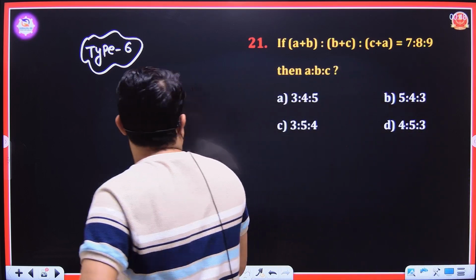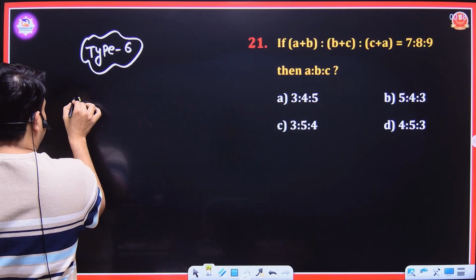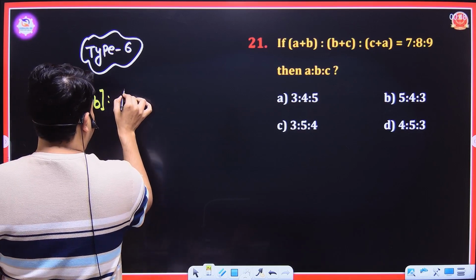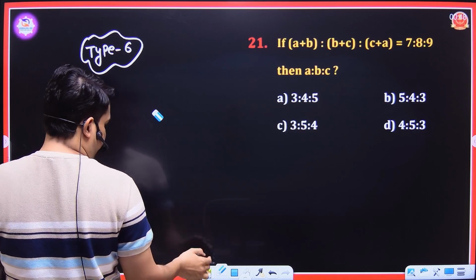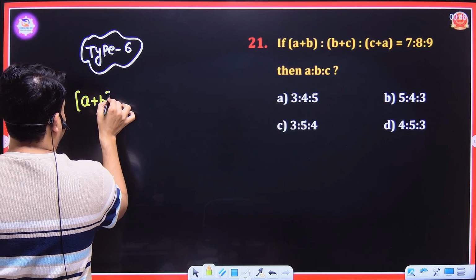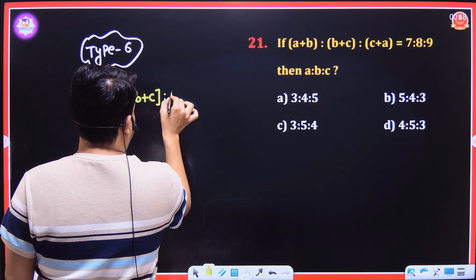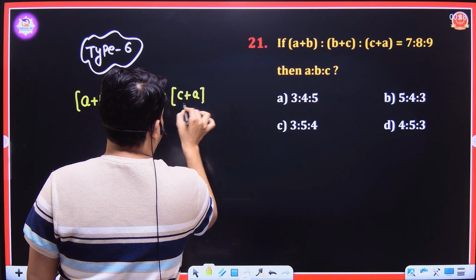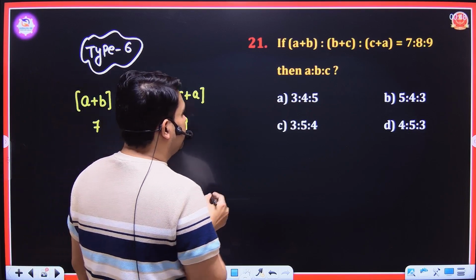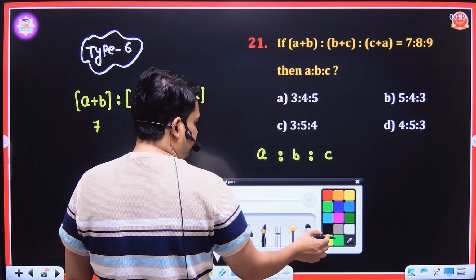So what we have is a plus b. Now we will change our pen. A plus b ratio b plus c. There is a particular method to solve this question. What we have: a plus b ratio b plus c ratio c plus a. What we have is 7 here, 8 here and 9 here. We have to tell the value of a ratio b ratio c.